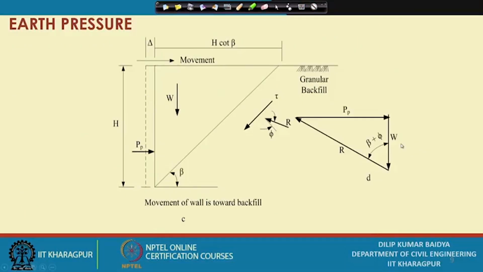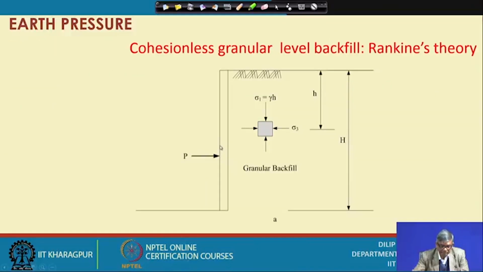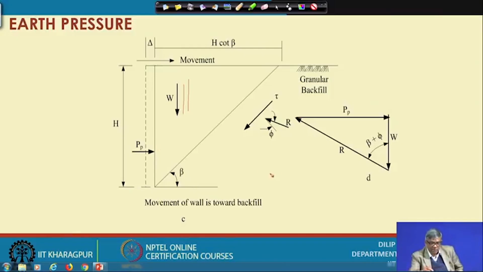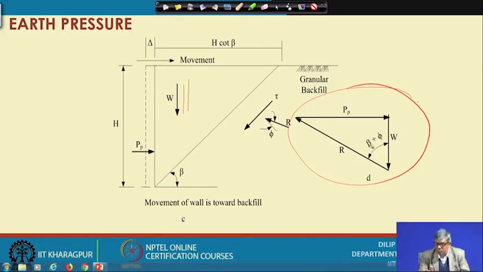Similarly, you can see, if the wall is moving towards the backfill, say the wall was here, it is moving in this direction. The pressure will be P P, and vertical pressure is acting here, P P is acting here, and then in this plane there is shear acting, then the resultant R is acting, and the angle, everything is known from the mechanics. We can find this, and then we can draw this force polygon, with whatever forces are acting here. Now, from this force polygon you can also find P P in terms of W and beta plus phi.